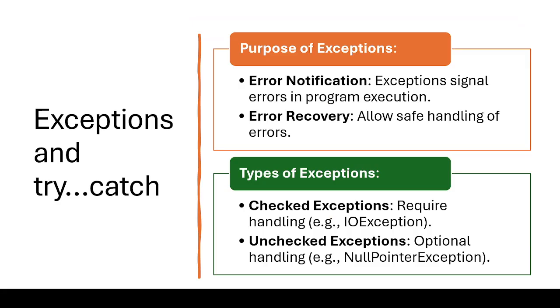Exceptions and try-catch. The purpose of exceptions: error notification. Exceptions signal errors in program execution, and error recovery allows safe handling of errors. And then types of exceptions. We have checked exceptions, which require handling, like IO exceptions, and unchecked exceptions, which are optional to handle, like null pointer exceptions.